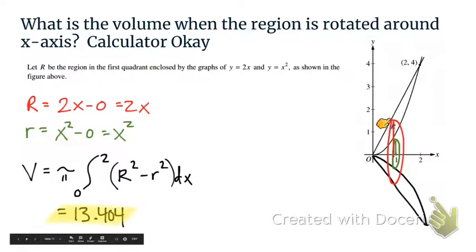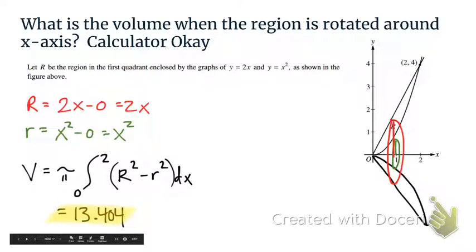So top is 2x, bottom is 0. And then for the green one, the top function is x squared, and the bottom is 0. Notice that this is a calculator OK question, so I just defined capital R to be 2x and lowercase r to be x squared, and then plugged them into the volume formula. So pi times the integral from 0 to 2, those are my limits in terms of x, of R squared minus little r squared. And then when I put that in my calculator, I got 13.404.